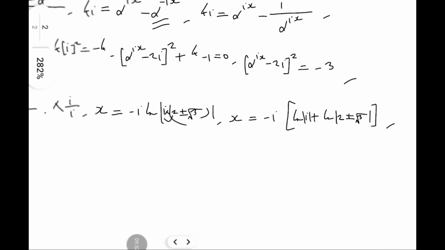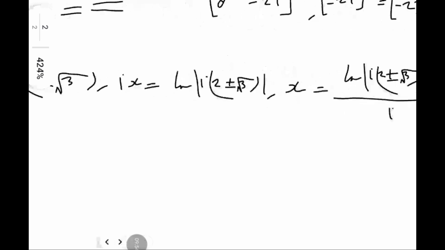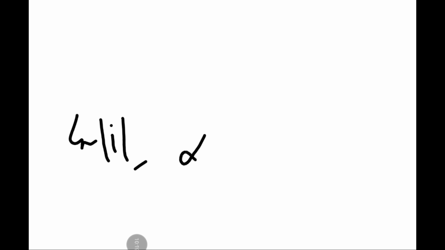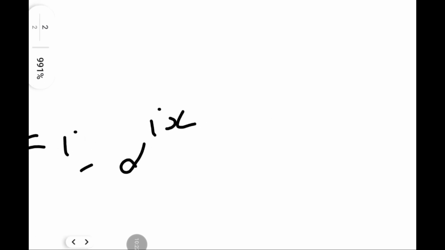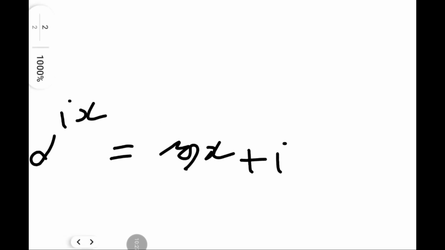Now there's one thing we want to look at. With the form that we have it in now, I'm going to look at an identity, ln of i. Let's write that as e to the power of y equals i. Now we know again from De Moivre's theorem that e to the power of ix is equal to cosine of x plus i sine of x.